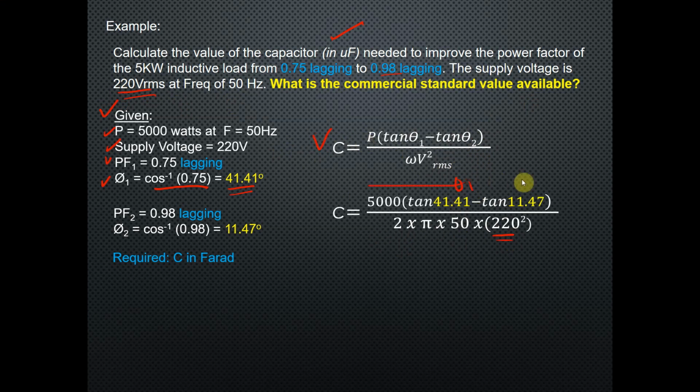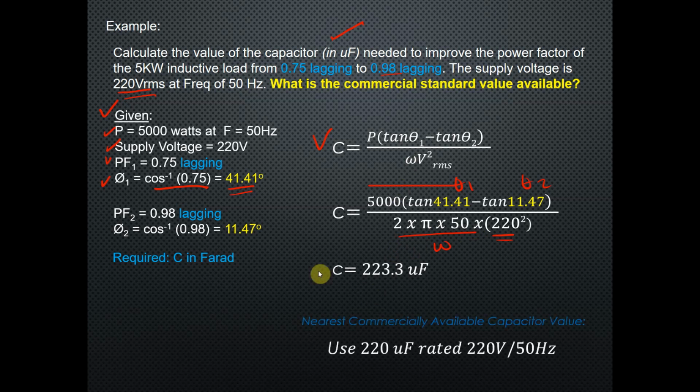This is our theta 1. This is our theta 2. 2 pi F, this is the omega. So we already calculated a 223 microfarad capacitor. Our working operation is 220 volts, so we will buy a 220 microfarad capacitor, the nearest commercially available capacitor, rated 220 volts, 50 Hertz, because we have 50 Hertz.